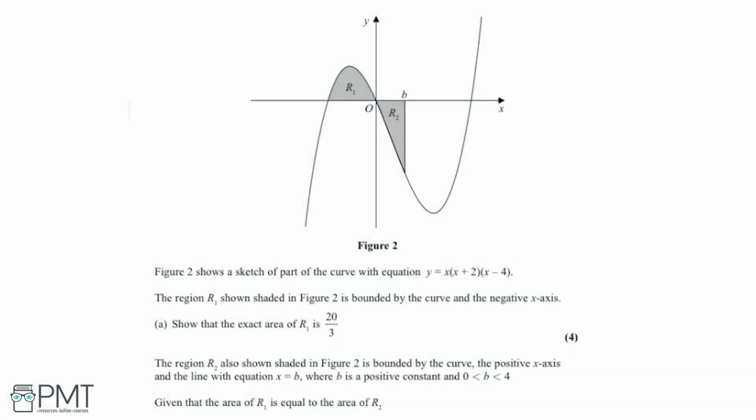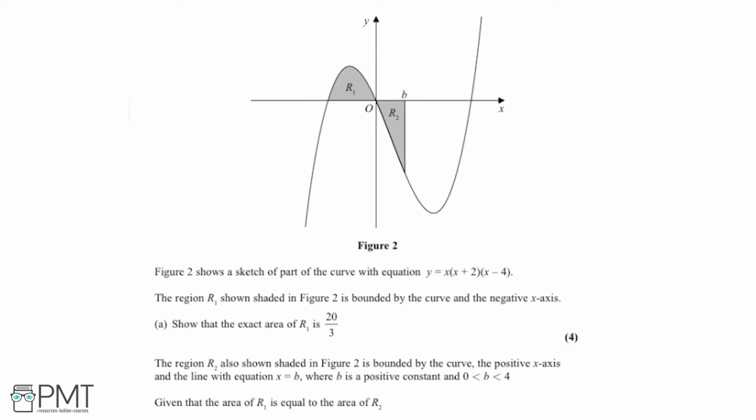So figure 2 shows a sketch of part of the curve with the equation y equals x multiplied by (x plus 2) multiplied by (x minus 4). The region R1 shown shaded in figure 2, so that's this region here, is bound by the curve and the negative x-axis. And part A says we need to show that the exact area of R1 is 20 over 3, and that's for 4 marks.